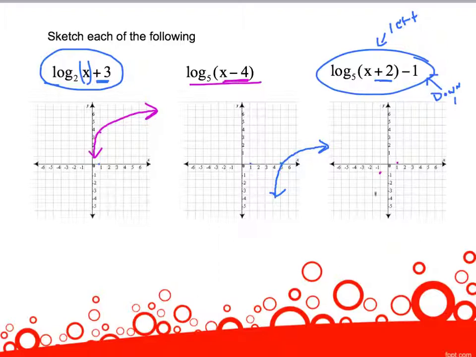And then we start steep and get flat. And again, since my dot is located over negative 1, I don't want my graph to go past negative 2. That would be my asymptote.